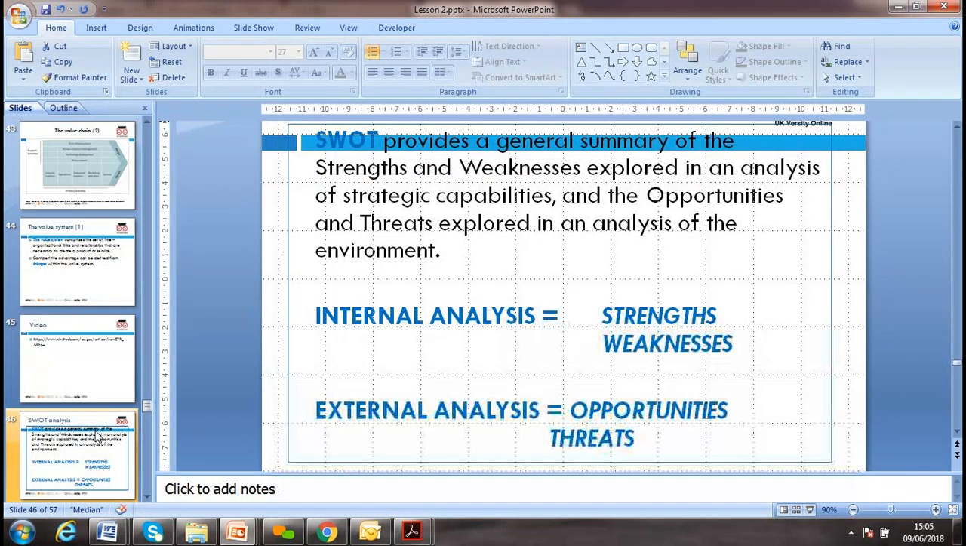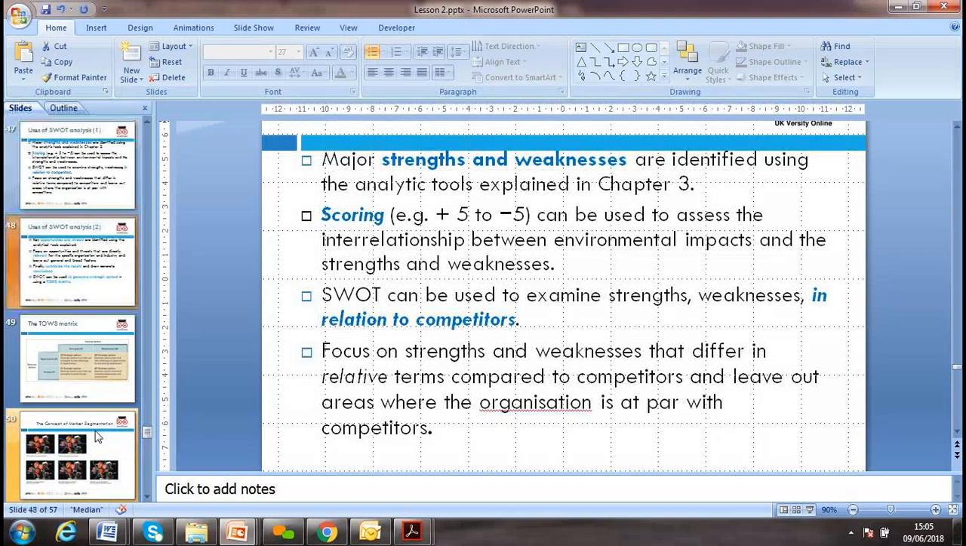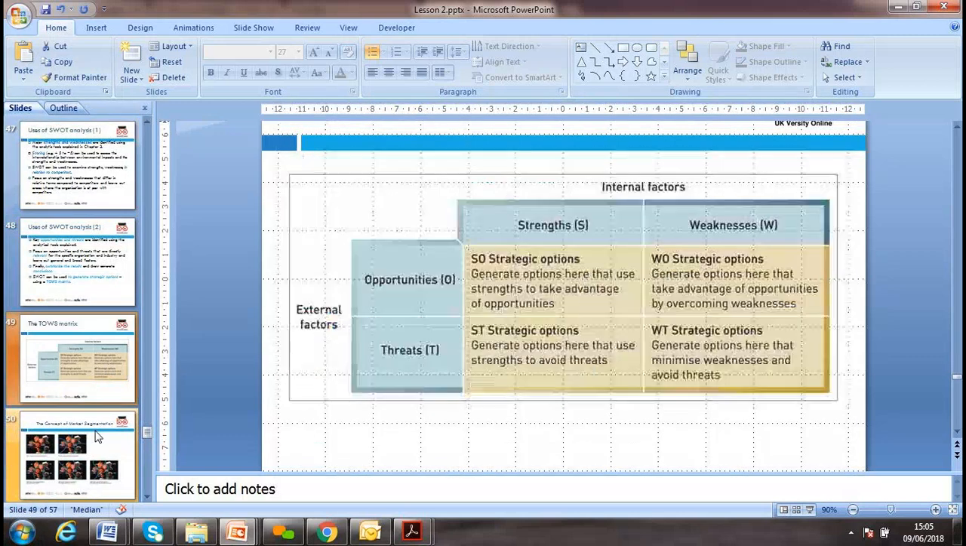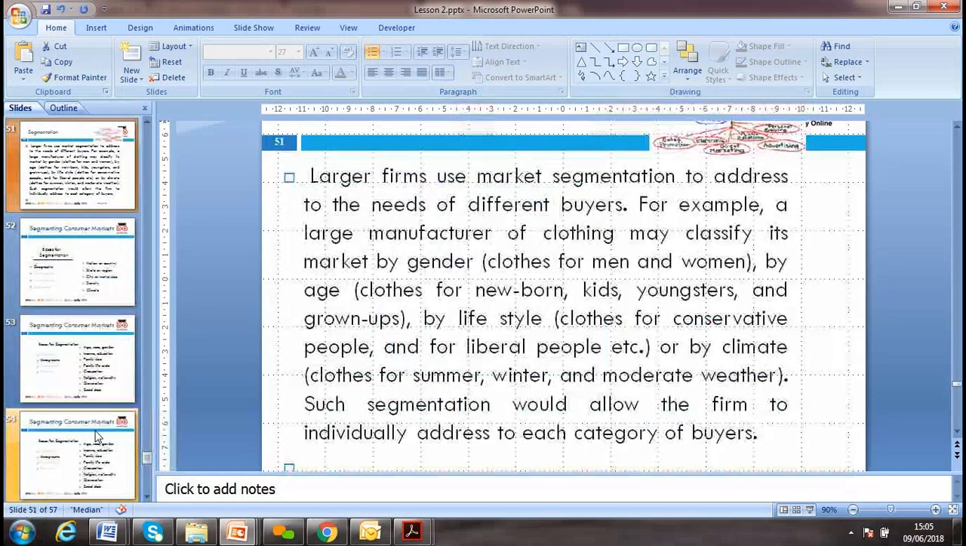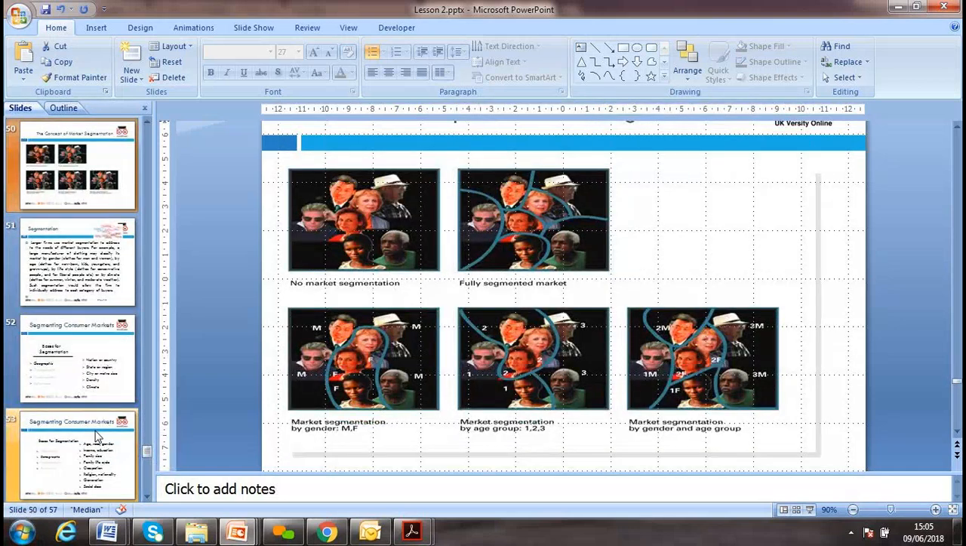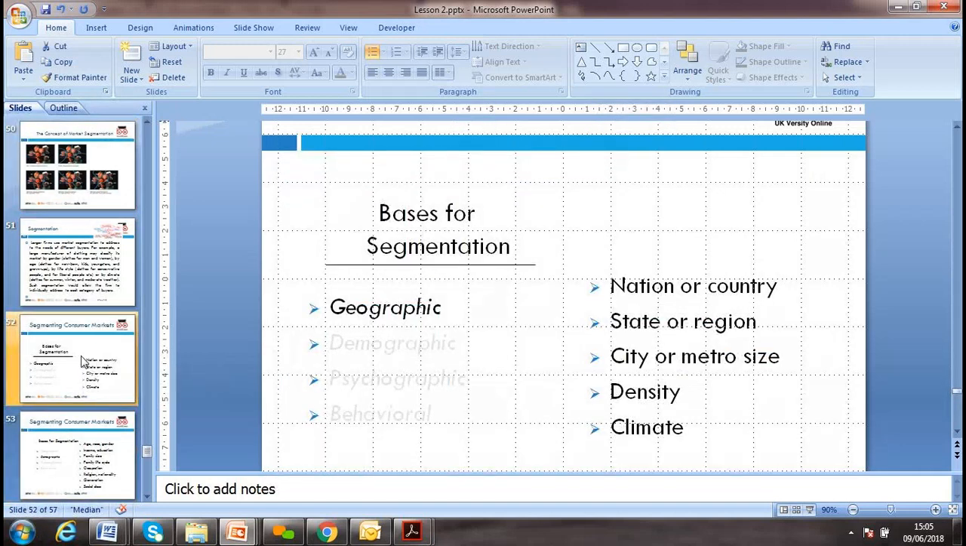Then we discussed SWOT analysis, which consists of the internal and external environment. Matching internal and external is quite good. And then we learned about segmentation. How many types are there in the basis of segmentation? There are four major types. Well done. Great. So that's all we covered today. If you have any question, please ask me.